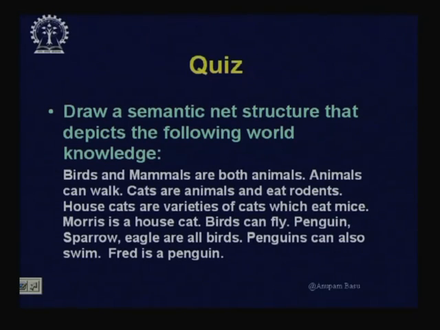So, in that way I have just put in a number of facts, and please try yourself to depict it in the form of a semantic net, and you will also find that it is possible you can add on more sentences to this and enrich the semantic net. So, before concluding this lecture, let us quickly summarize what additional things about semantic nets we have seen in this lecture.